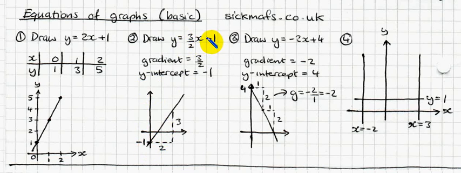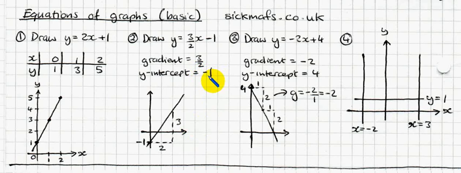So as you can see, that -1 tells you it's crossing the y-axis at -1. That number at the end is called the y-intercept, i.e. where your line intercepts the y-axis. Okay, and the y-intercept is -1 here. And the number in front of the x is your gradient. In this case, it's 3 over 2, which means it goes 2 across and 3 up, or 3 up and then 2 across, whichever way you want to, for every step.